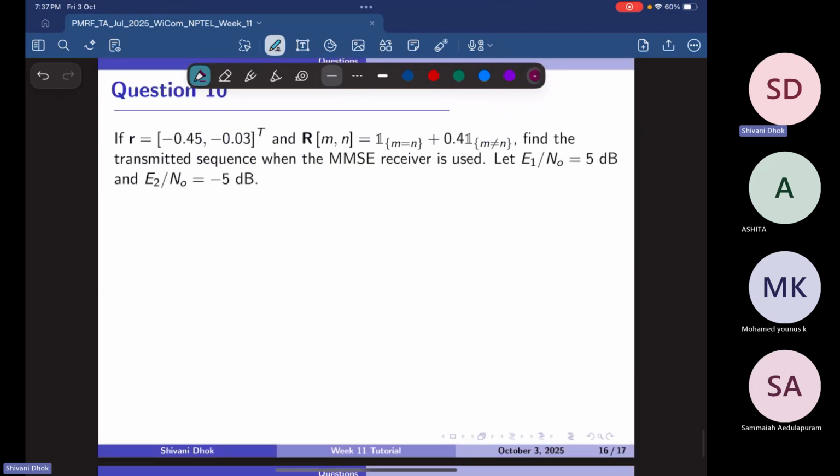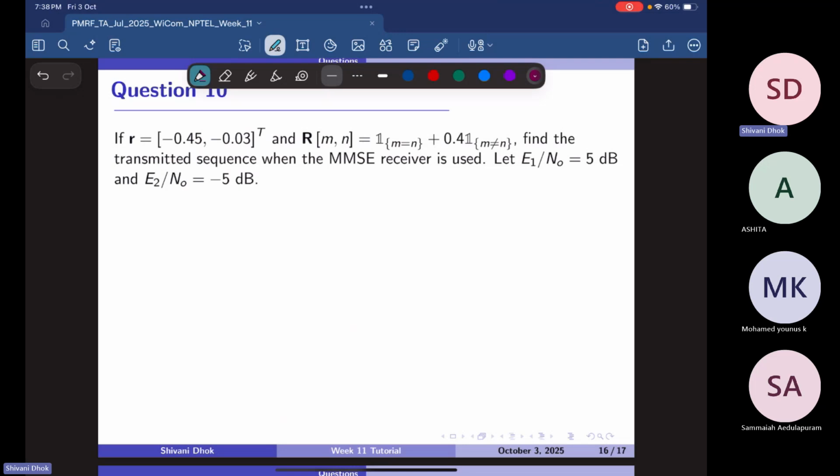So the next question, again, we have the same received signal and same covariance matrix. And now what we need to do is use the MMSE receiver. For the MMSE receiver, we need additional information. We need to know your energies and your noise power. But we are given E1 by N naught as 5 dB and E2 by N naught as -5 dB.